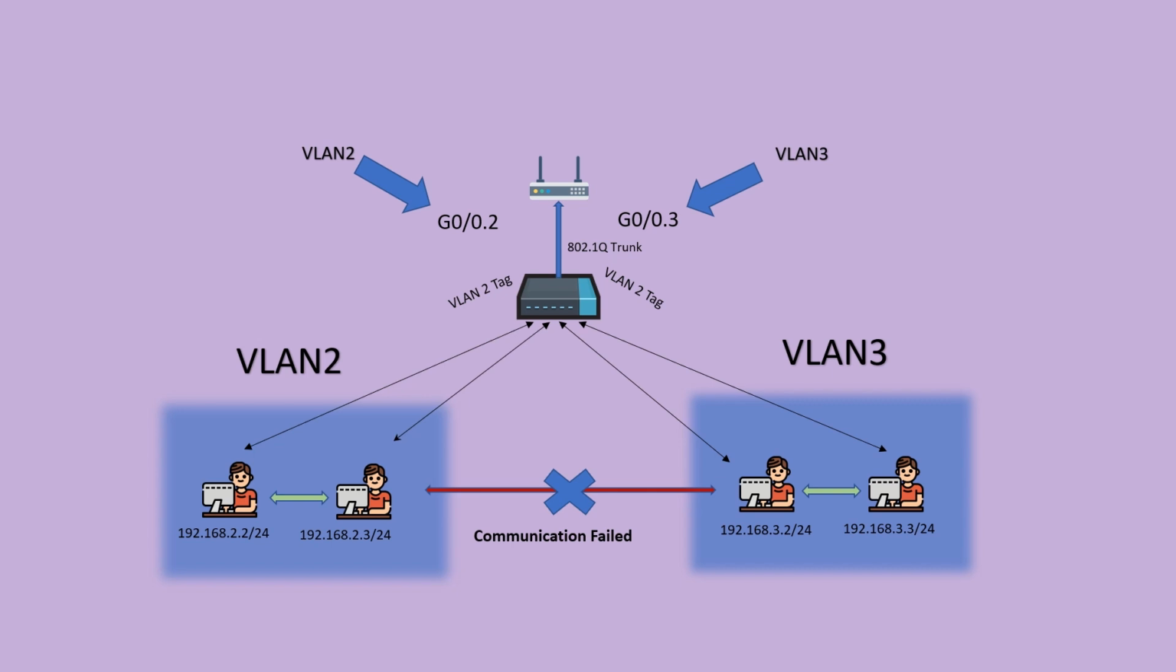After routing the packet, the router sends it back through the trunk link with the appropriate VLAN tag for the destination VLAN.